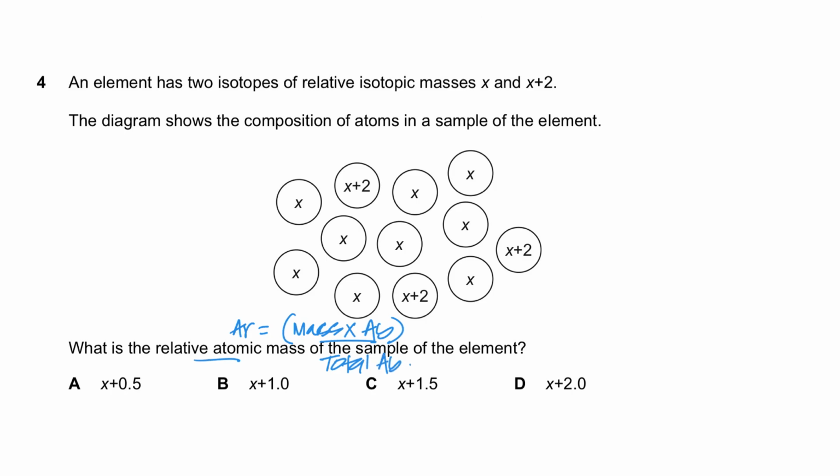So you're saying you have two isotopes. It's basically calculating a mean, an average, right? A weighted average. So the diagram shows the composition of atoms in the sample of element. What is the AR? What is the relative atomic mass of the sample of this element? Now, how do you go about this? Which two isotopes do you have? One is X and the other one is X plus 2.